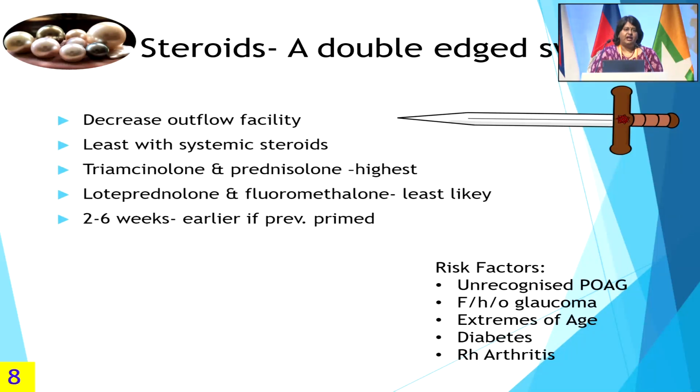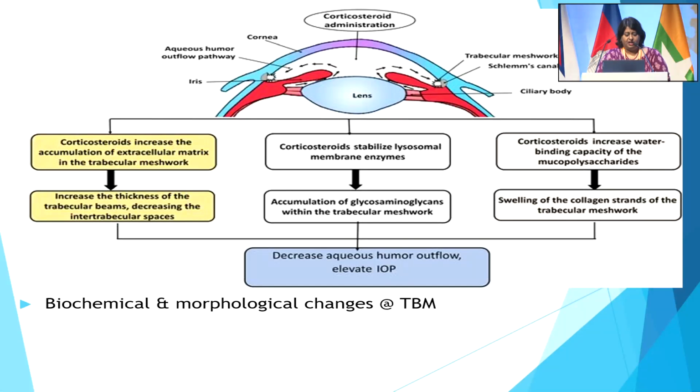But if the patient has already had a previous episode of steroid response, the next time you give it, it can actually manifest even the next day of starting steroids. So if the patient develops it immediately after starting steroids, it does not rule out a steroid response, because if the patient has earlier had a steroid response, they could immediately have a steroid response again. The risk factors again are unrecognized POAG, family history of glaucoma, extremes of age, both young and old, diabetes and rheumatoid arthritis. What is the cause?